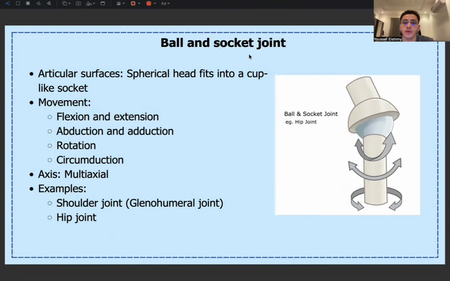Moving on to ball and socket joints. So the articular surface is basically a spherical head that fits into a cup-like socket. And this is the most movable joint. So it allows for flexion and extension, abduction and adduction, rotation, circumduction. So it's a multi-axial joint. An example is the shoulder joint, which is also called the glenohumeral joint, and the hip joint. And these joints are very prone to dislocation, since if there's more freedom, there is more risk of this joint being dislocated.